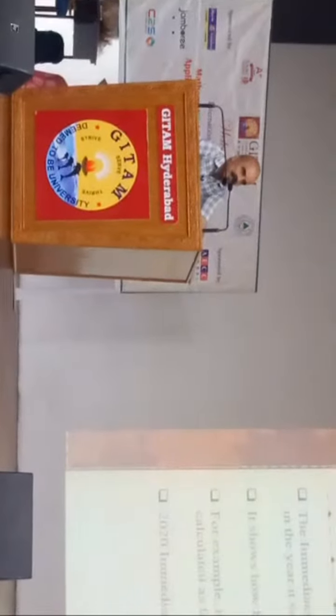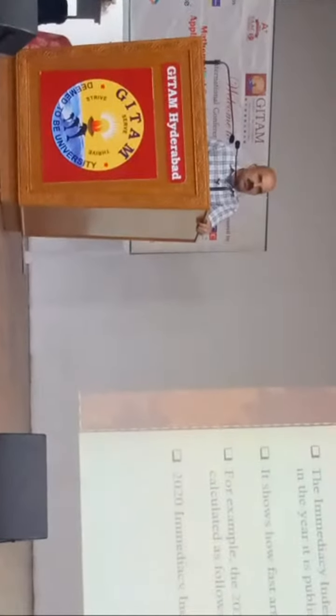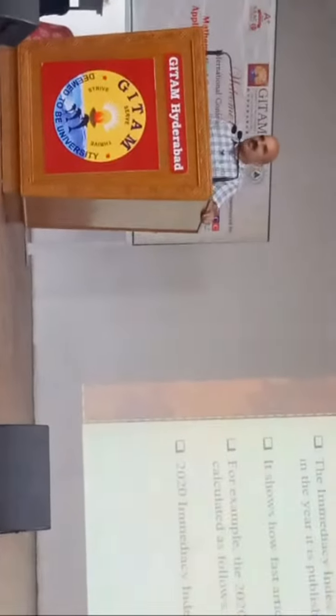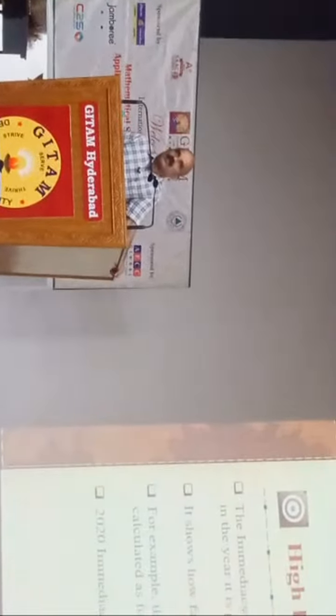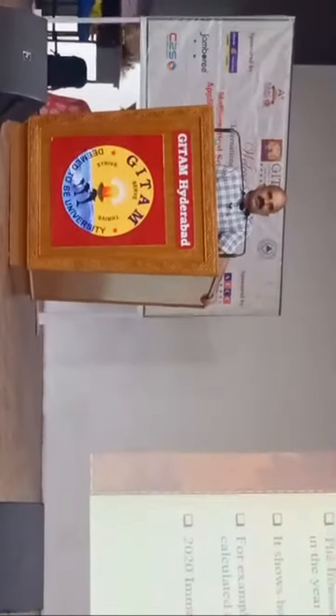Now let's come to another metric, the immediacy index. If you look at the computation of impact factor, it is based on the citations in the last two preceding years' database. So the impact factor of a journal for 2022 is based on the database of 2021 and 2020. Immediately we are not going to receive it. Even the impact factor of 2022 will be published in 2023.